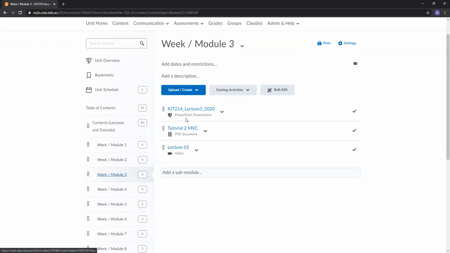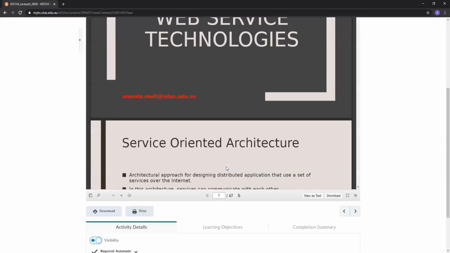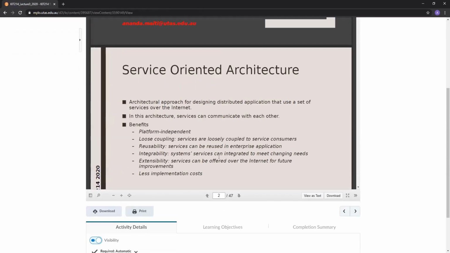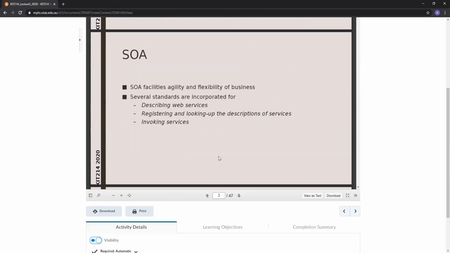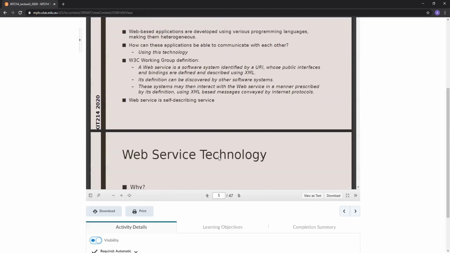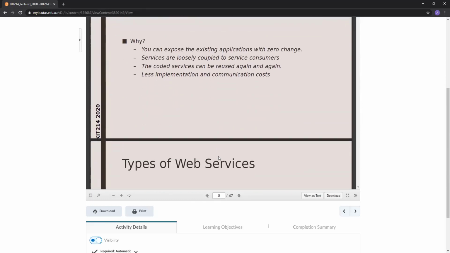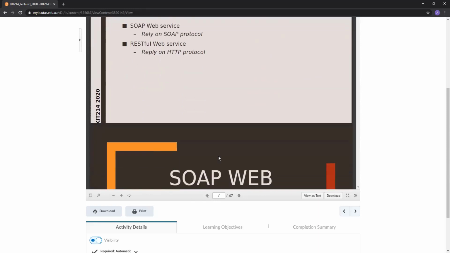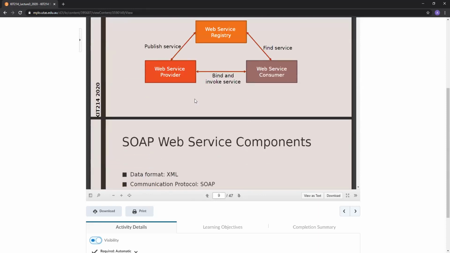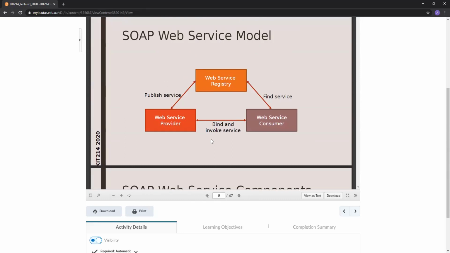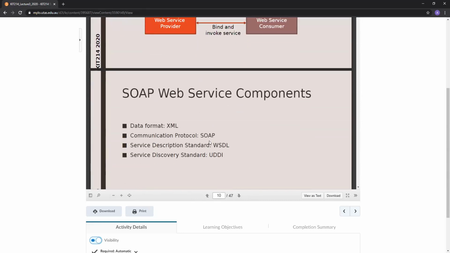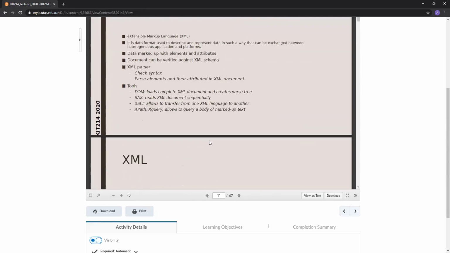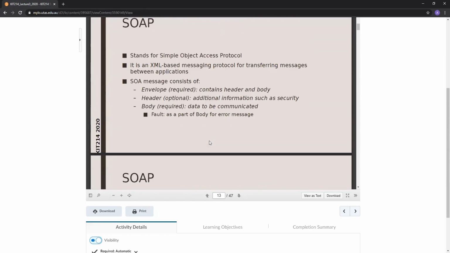Okay, so the next part that we looked into is service-oriented architecture. Once again, these are all definitions. This unit is pretty boring. Everything is just a bunch of theory. Anyway, then we looked into SOAP services, how SOAP services are created, and what XML is.